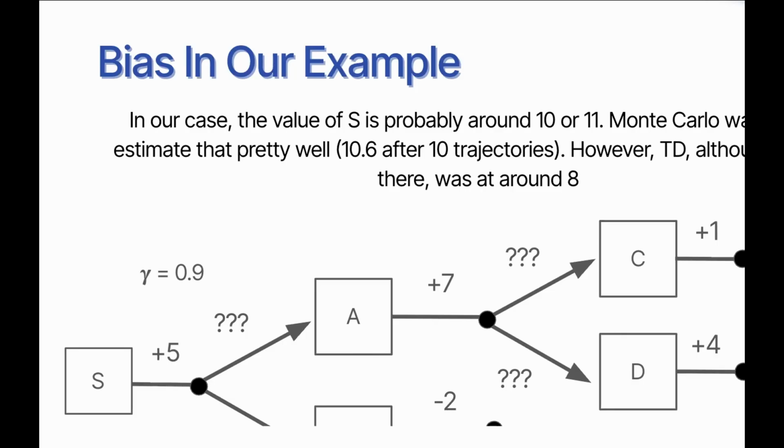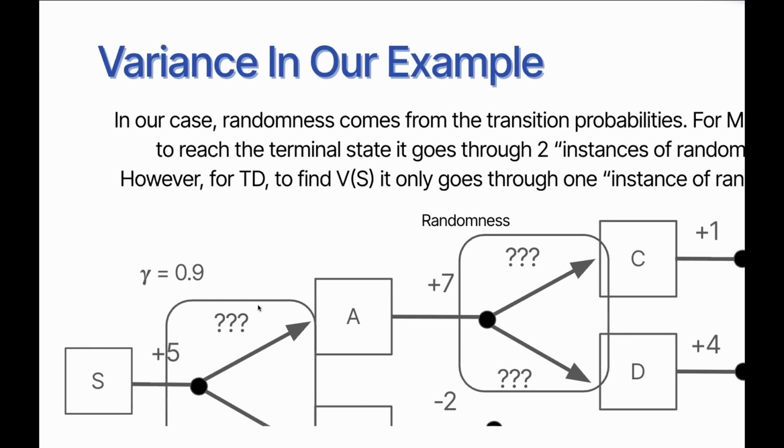Yes, it was. So both converge, but one's more accurate. That's kind of weird to think about. But yeah, in this situation, yeah. But for variance, right? Okay. Notice there's two sources of randomness in our environment. Randomness here and randomness here.